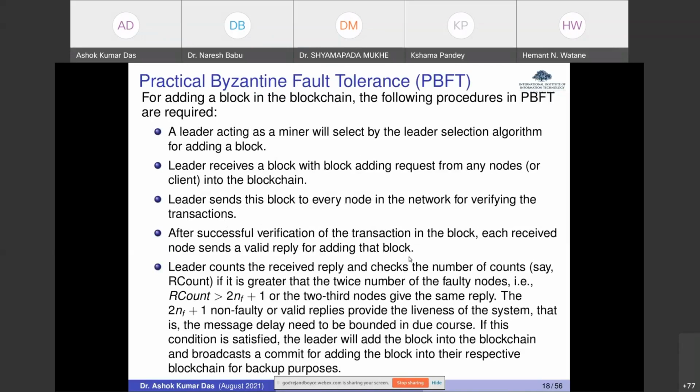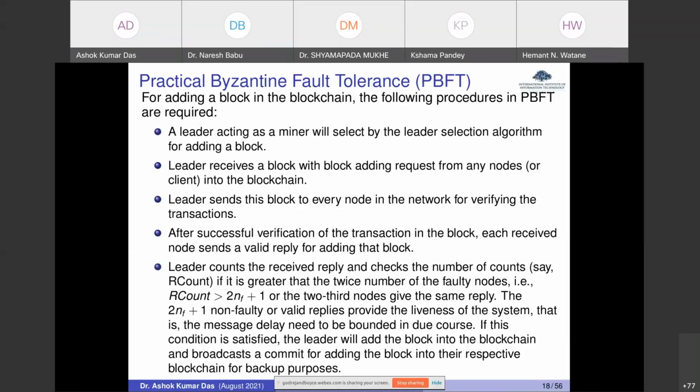Let us assume that the leader will receive valid reply messages from its peer nodes. For that reason, the leader keeps a counter known as the receive counter. Initially it is 0, and that counter is incremented each and every time a valid reply message is received from a peer node.